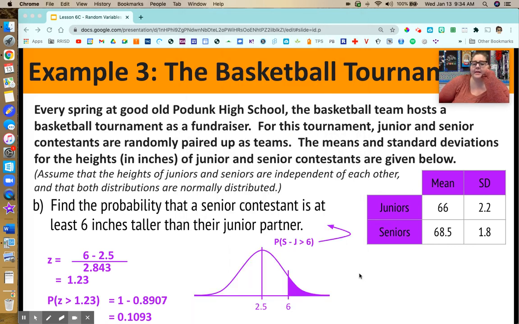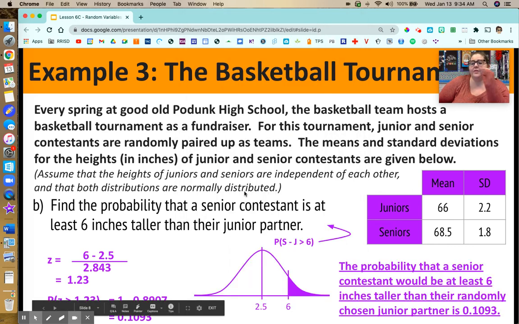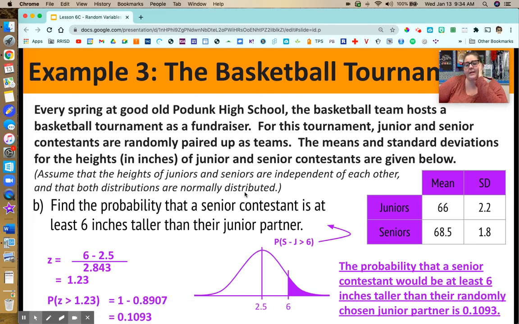So that is my answer. There's about a 10.93% chance or 0.1093 chance that a senior would be at least 6 inches taller than the junior they are paired with. And that is how we connect our combination of random variables to the normal model.